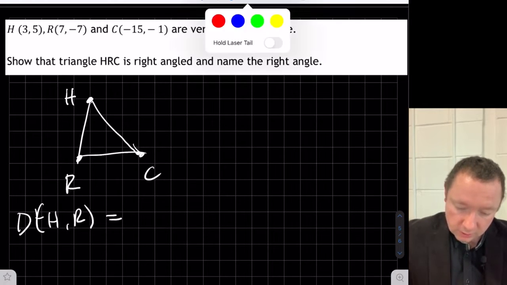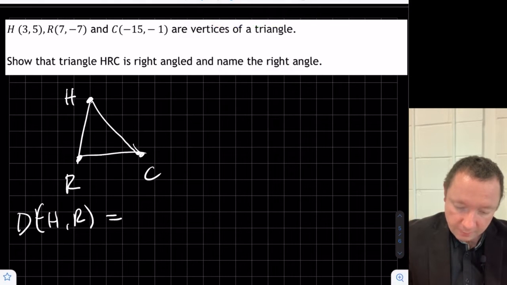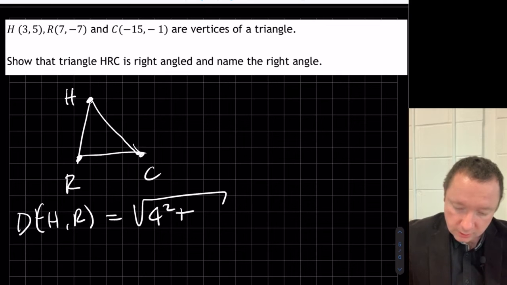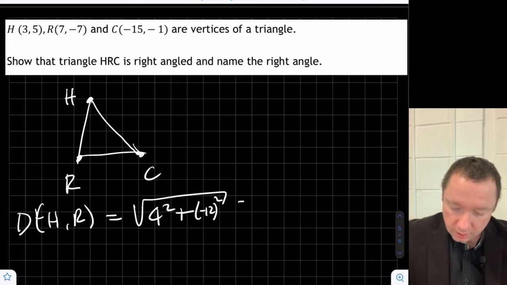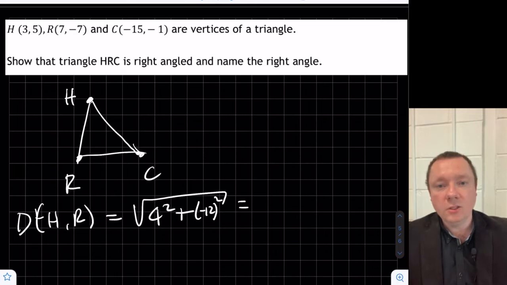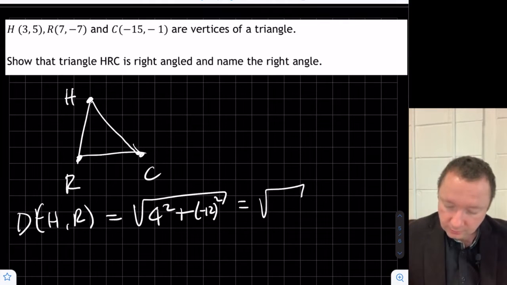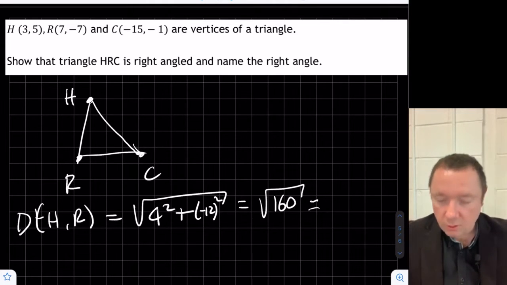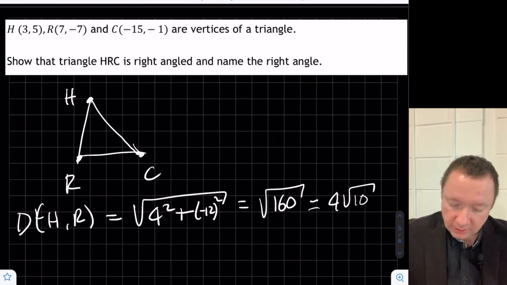we've got 7 take away 3, 4 squared, plus -7 take away 5, -12 squared. 4 squared is 16, 12 squared is 144, so that's 160. 160 is 16 times 10, so we get 4 root 10. Okay, let's do the distance from H to C.